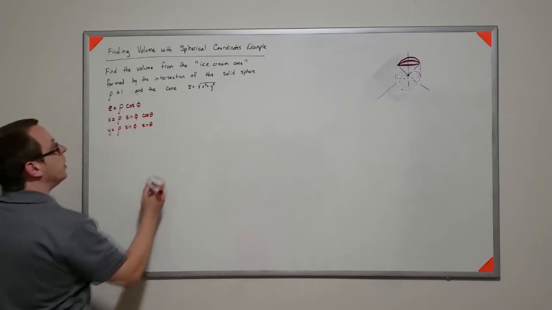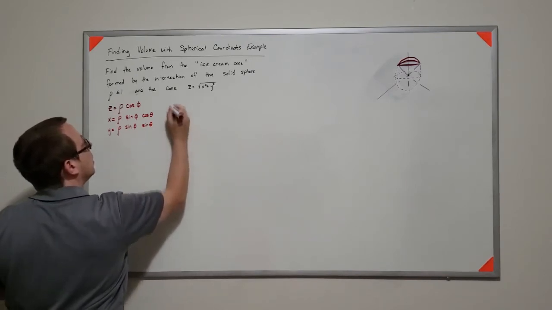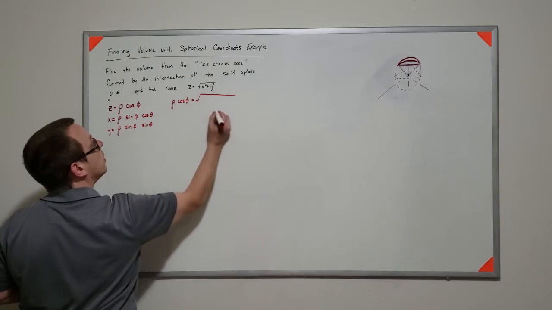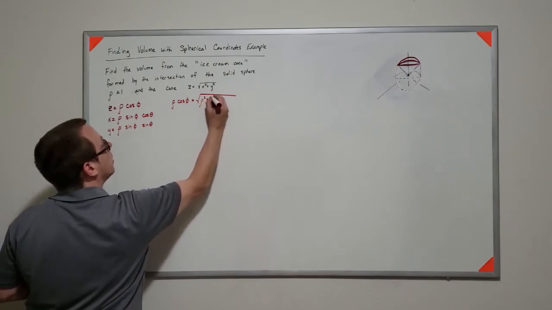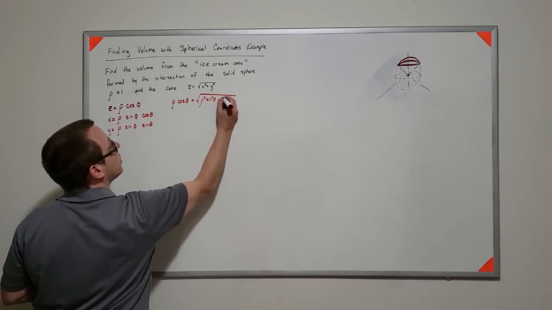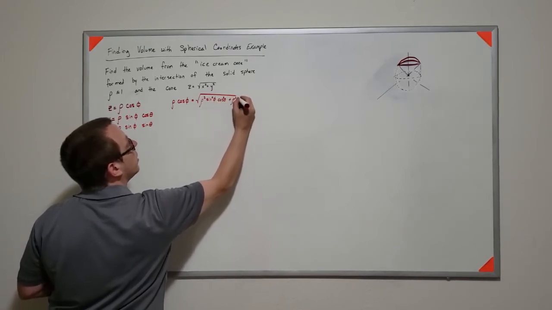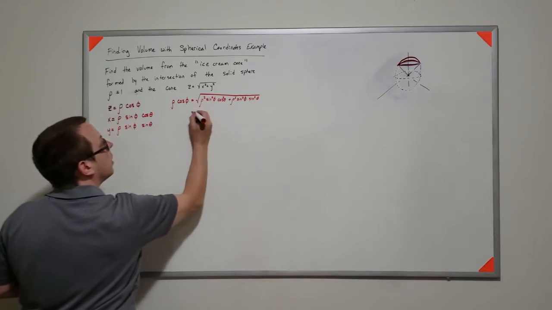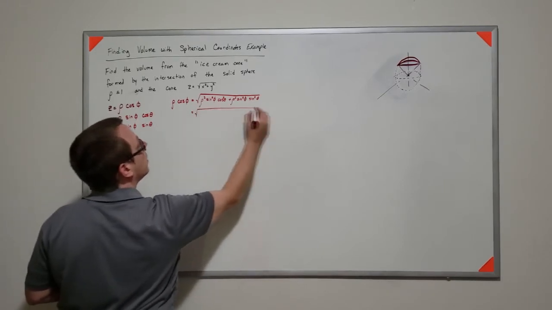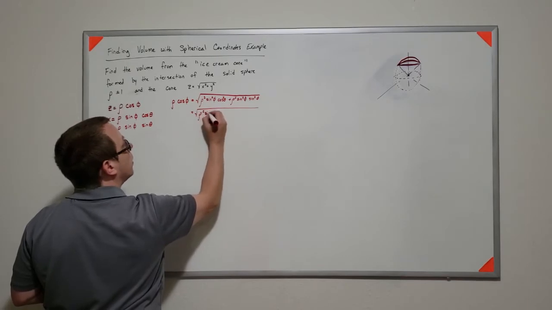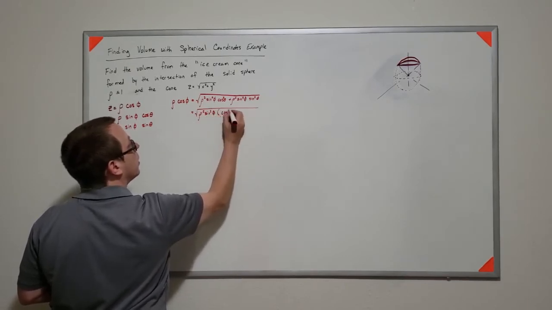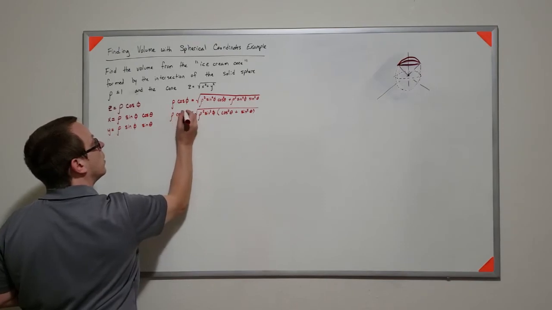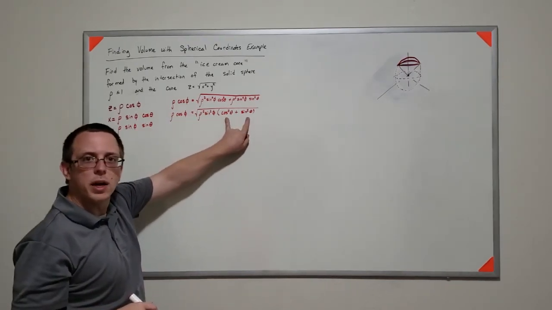Okay? So then we've got rho cosine phi equals the square root of rho squared sine squared phi cosine squared theta, plus rho squared sine squared phi sine squared theta. Let's factor out what they have in common. We can say rho squared sine squared phi times cosine squared theta plus sine squared theta. We know that's the Pythagorean identity. That's just 1.